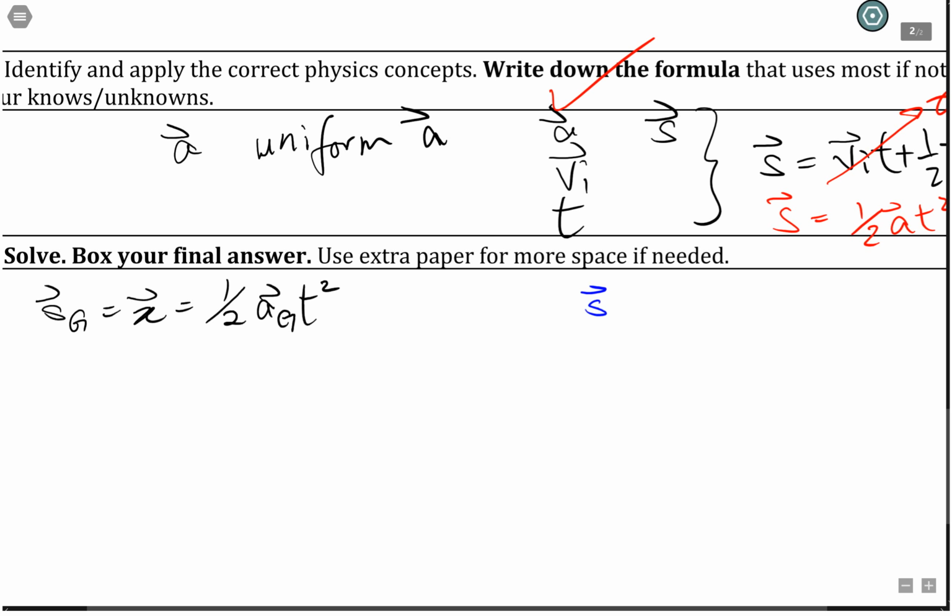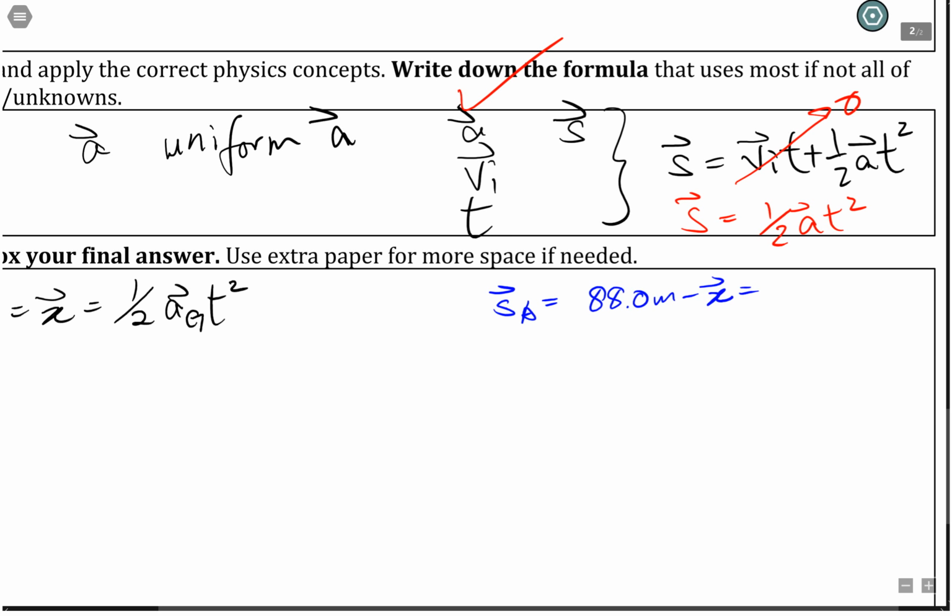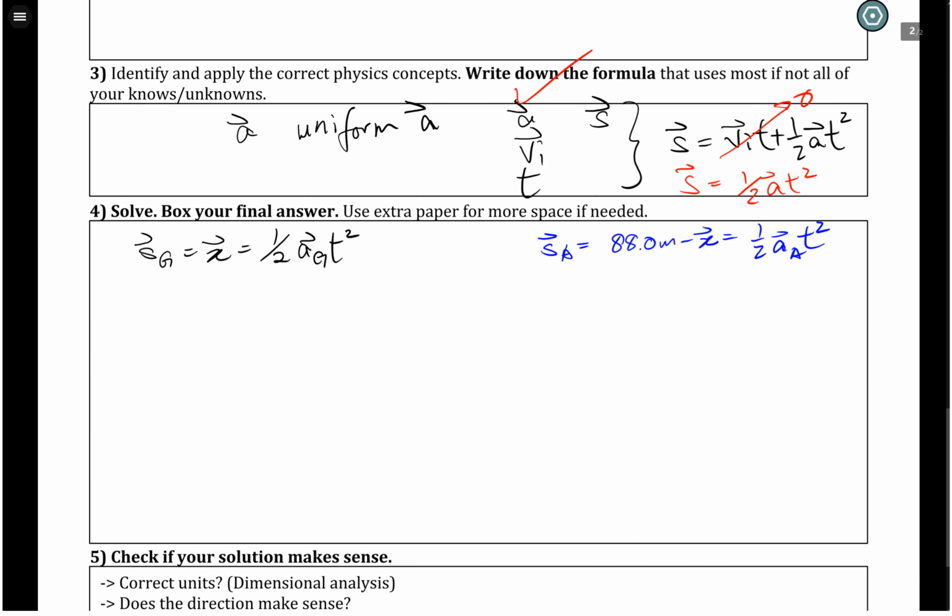The distance traveled by Sir Alfred is equal to 88 meters minus, and this one is equal to 1/2 the acceleration of Sir Alfred times t squared. We have two equations, we have two unknowns, and the time is the same. That means if we do a substitution, we will be able to solve this question.